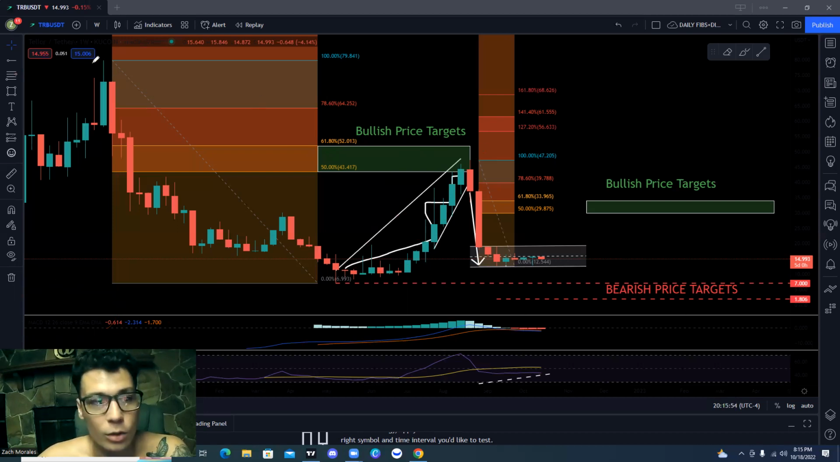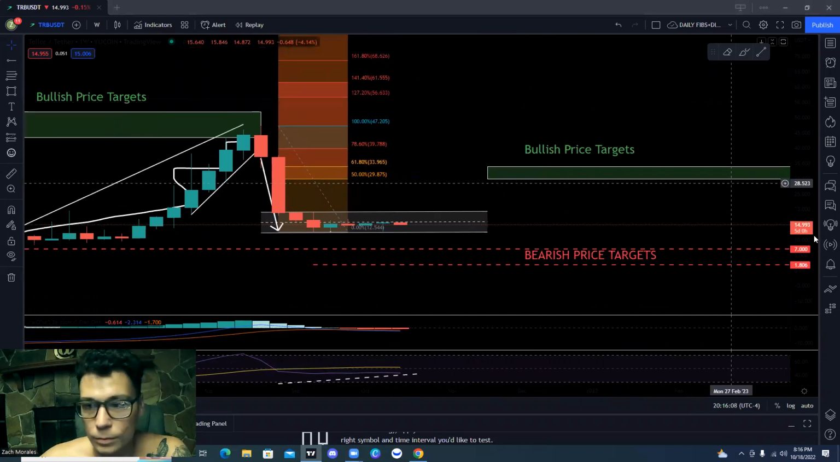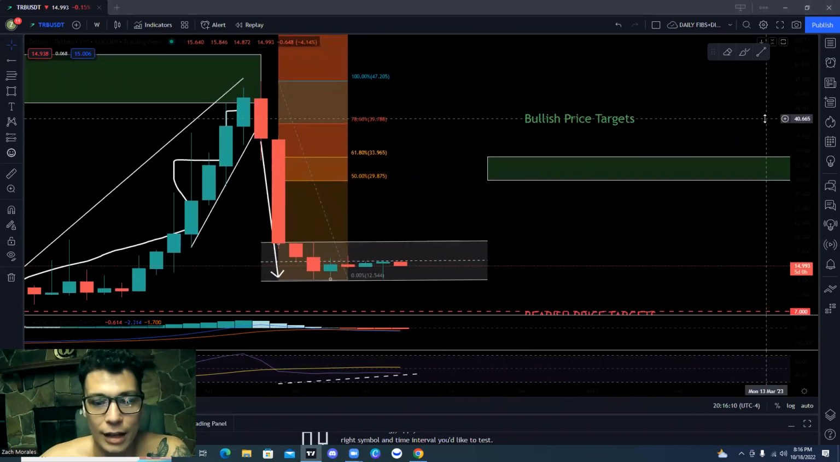All right, so now that we've established what we did in the past, we came up and hit those bullish price targets in this zone right here, ultimately before forming a bearish pattern and falling down. We can zoom in and take a look at some of the more recent price action, and see what it is that I'm looking at.